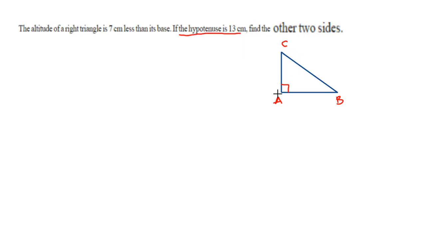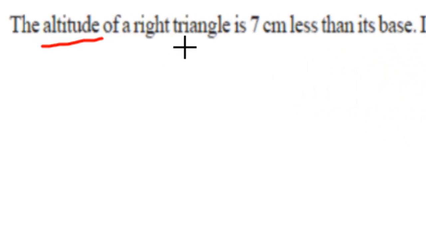So here what is the hypotenuse in this right angle triangle? The longest side, that is BC. So hypotenuse is always opposite to the 90 degrees angle and it is the longest side of the right angle triangle. So its length is given as 13 cm. So next what information we have? We have the relation between the altitude of right triangle and its base. And how they are related? Here the length of the altitude of the right angle triangle is 7 cm less than its base.